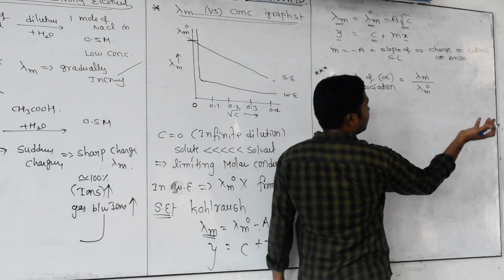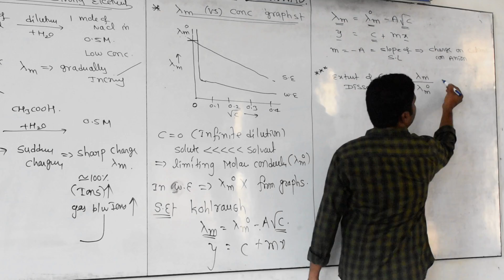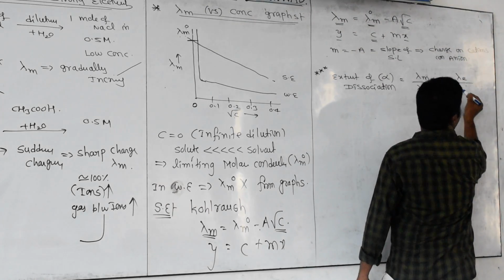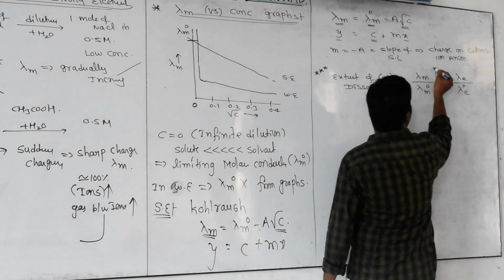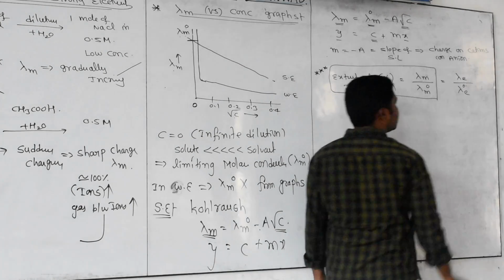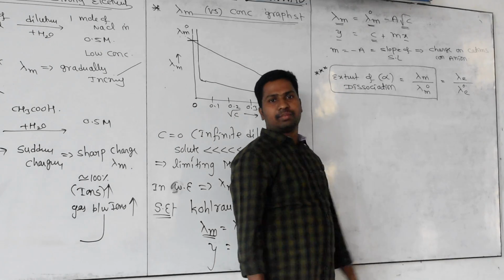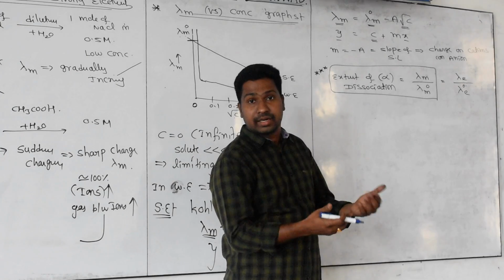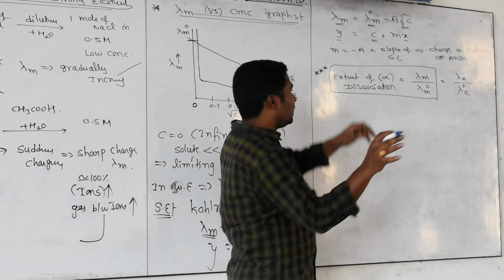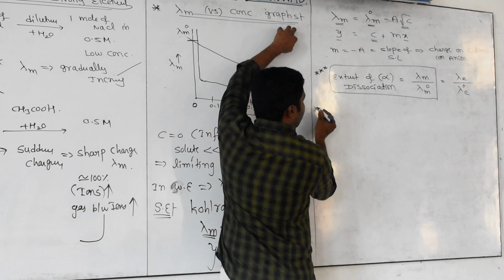Sometimes we may be given equivalent conductance. It is nothing but lambda E by lambda naught E. So generally we use this formula only. Keep in mind, to get the extent of dissociation, lambda M by lambda naught M is nothing but molar conductivity by limiting molar conductivity. Now I will tell one important concept.